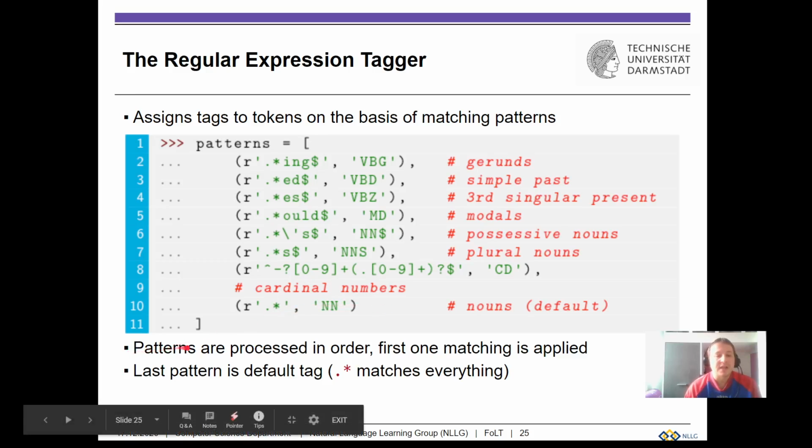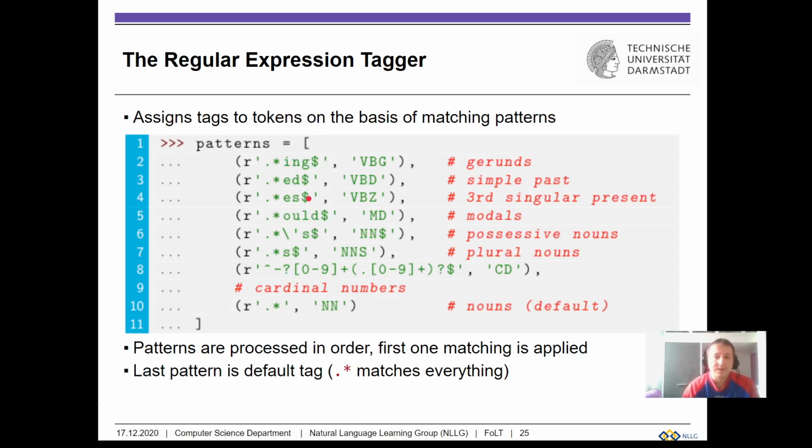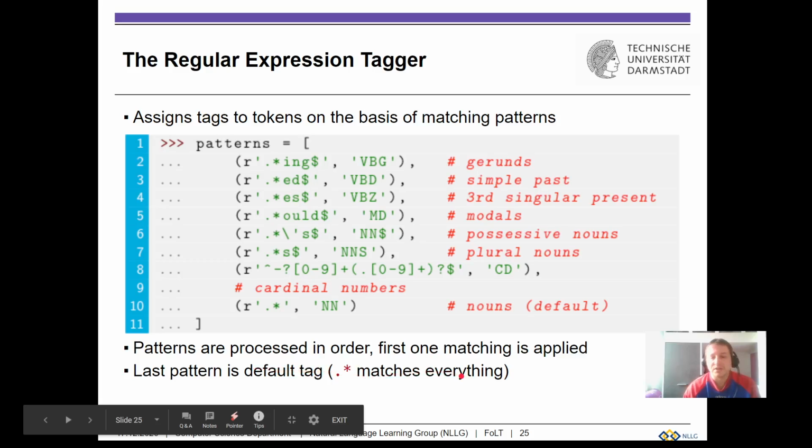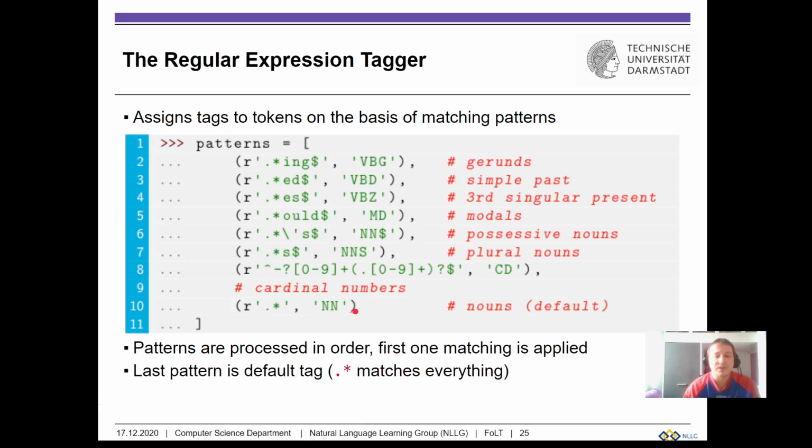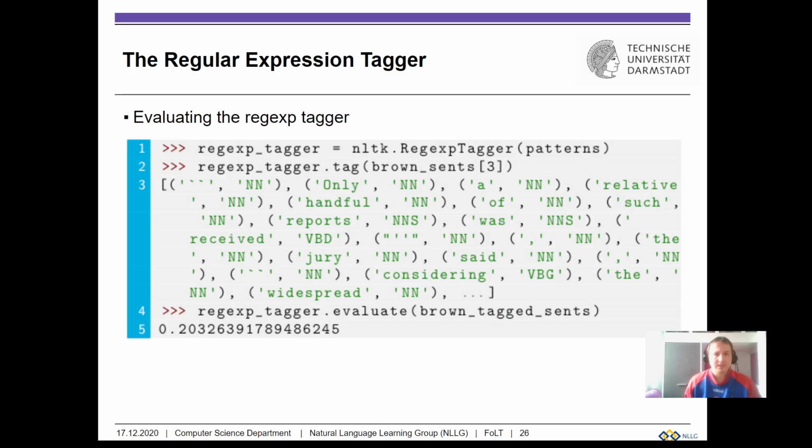In this case, the patterns are processed in order. The first matching pattern is applied. So if you have two matches, the label is given by the first one in this order. And the last pattern is the default tag. Note that dot star matches everything. So if you don't know anything else, you just go to our previous decision, which is normal noun. So this is the default tagger, so to speak.